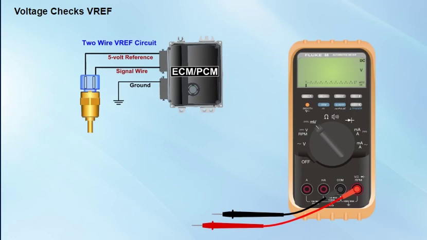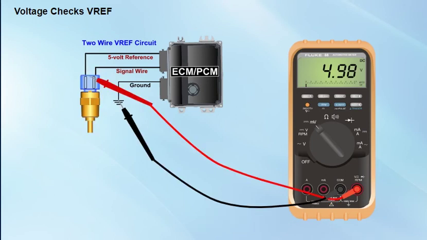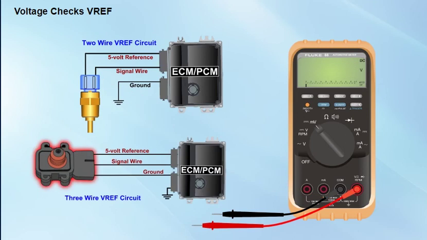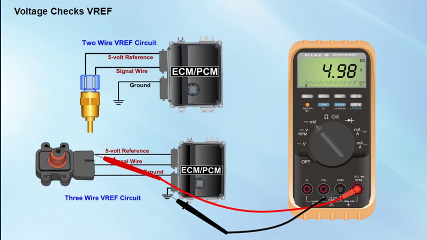Many sensor circuits use reference voltage from the ECM, providing a 5-volt reference voltage to the sensor. For this ECT circuit, 2 wires are used, a ground and a reference voltage. Depending on temperature, the voltage on the signal side should vary between 0 and 5 volts. For a MAP sensor, a 3-wire circuit is used. You should expect 5 volts at the reference circuit and something between 0 and 5 volts at the signal circuit.